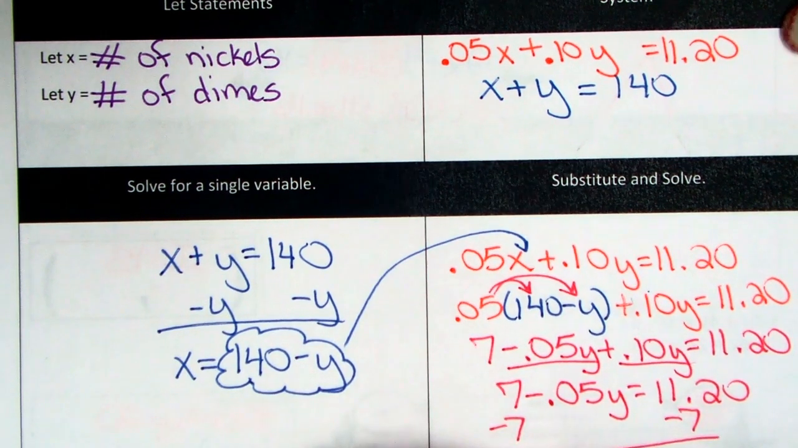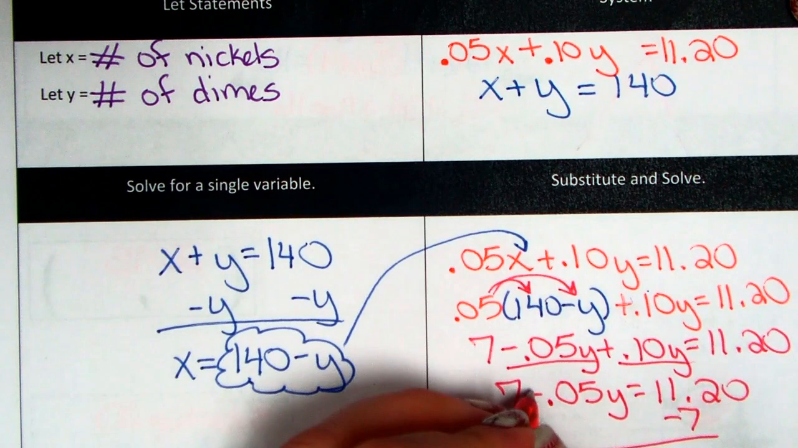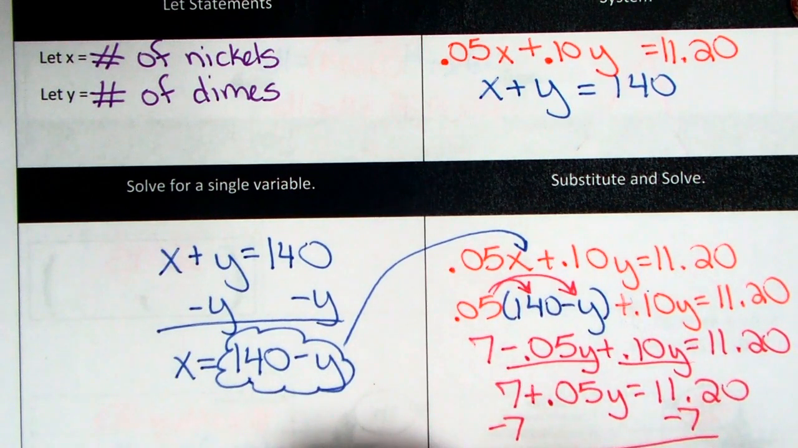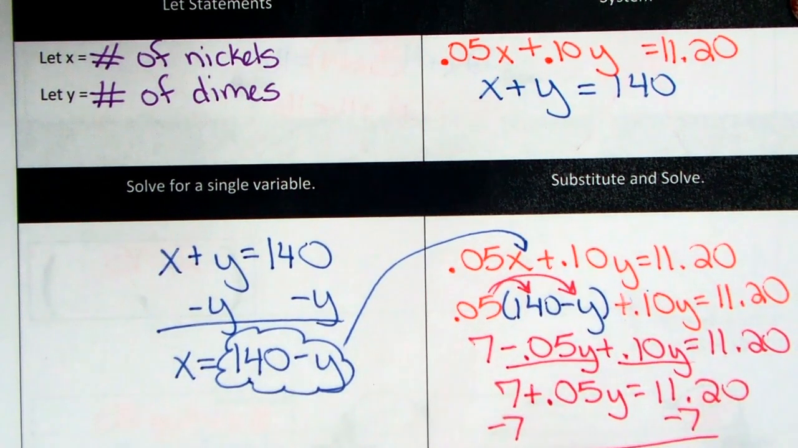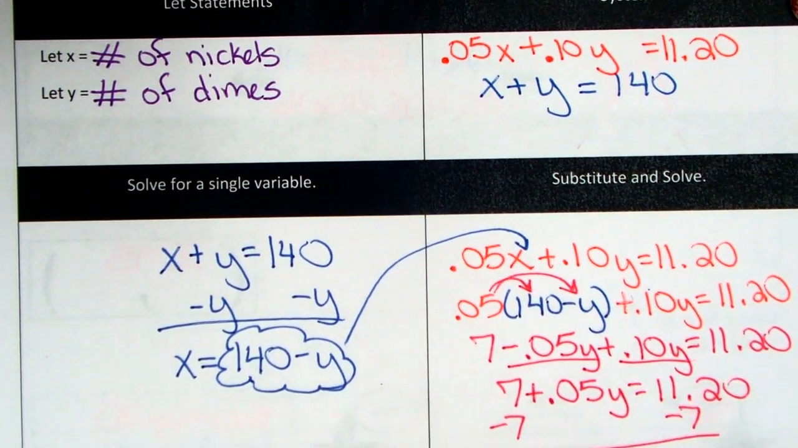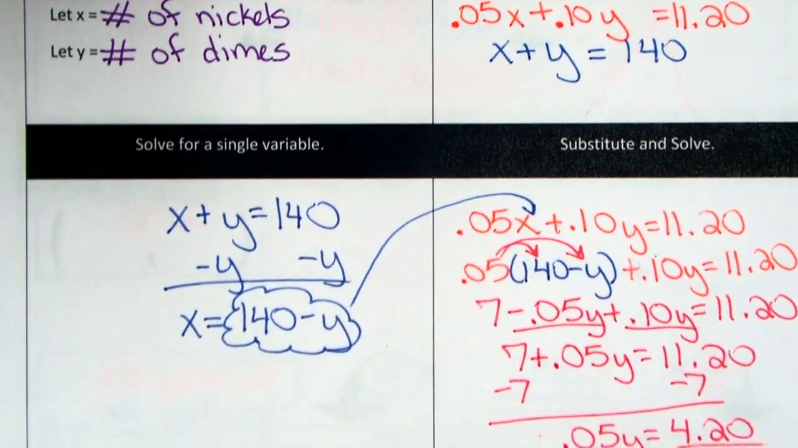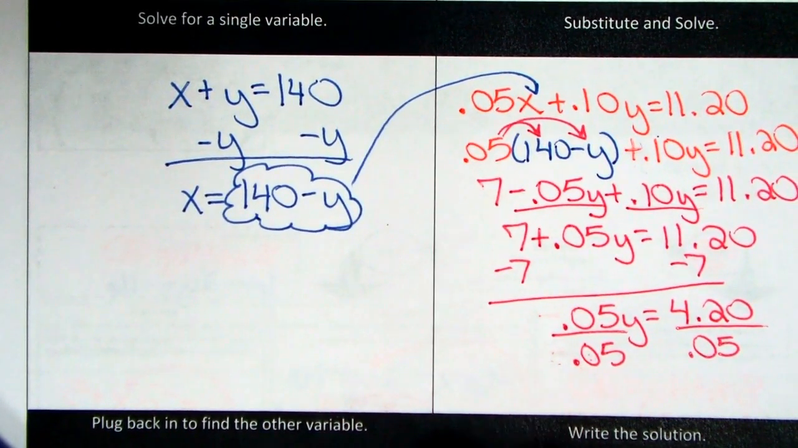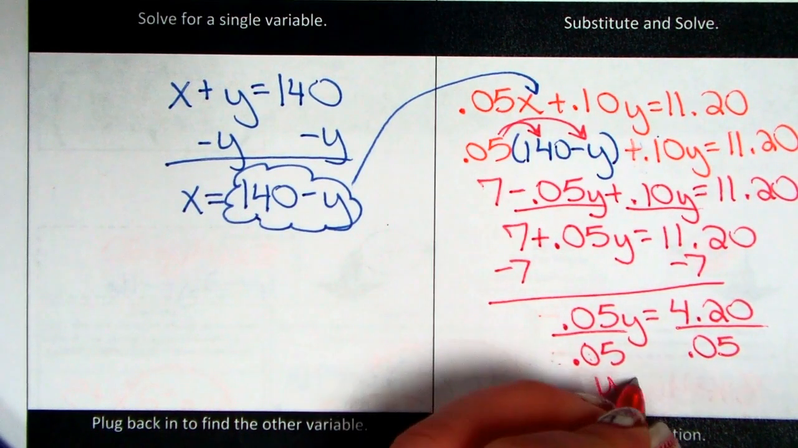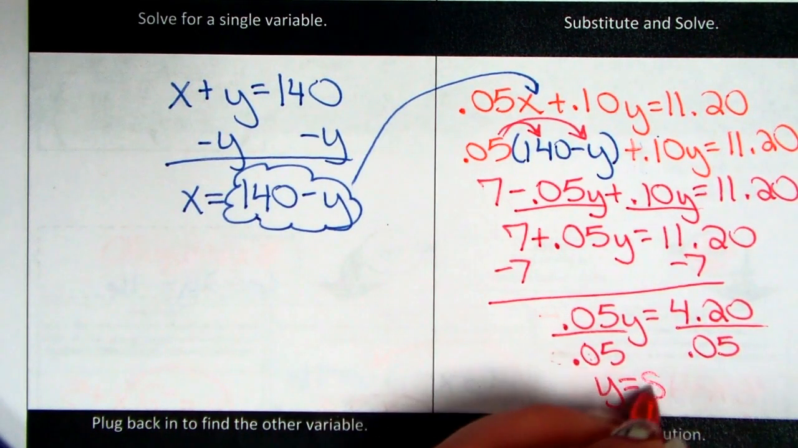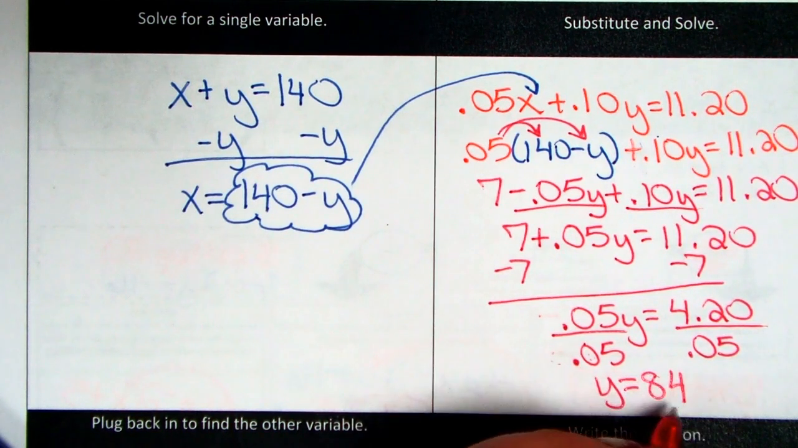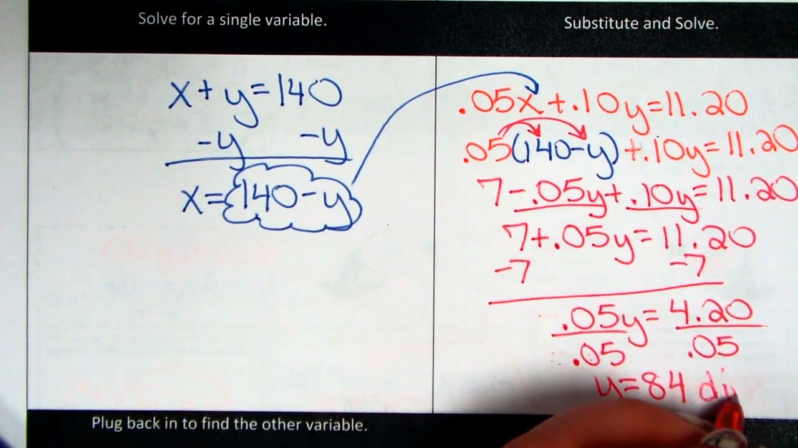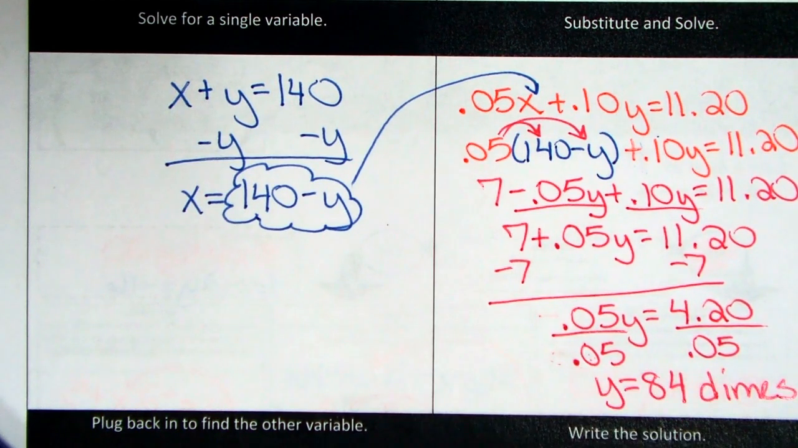Oops, that should have been a positive 0.05. You probably already caught that. My apologies. So we'll divide by positive 0.05 on both sides. And that gives us y equals 84. So there are 84, and y is dimes. So there are 84 dimes.